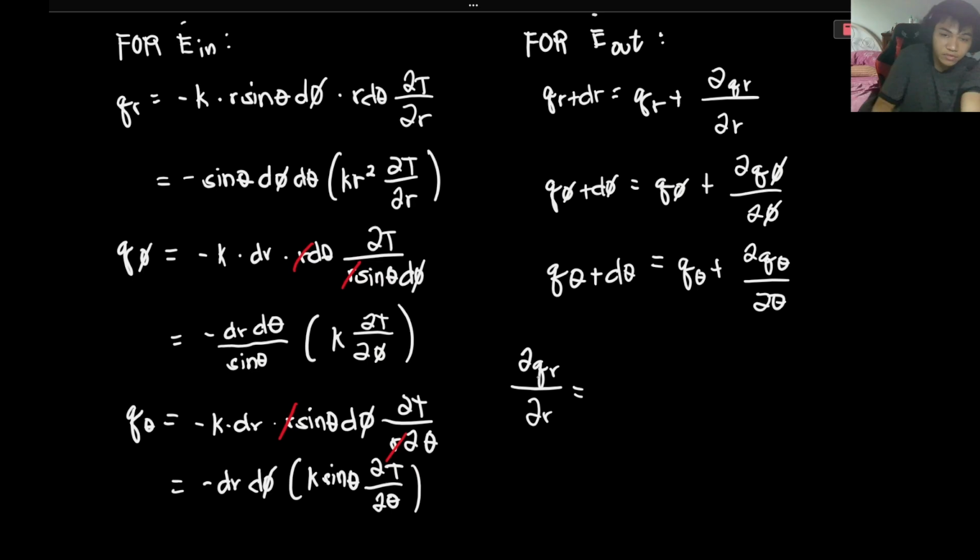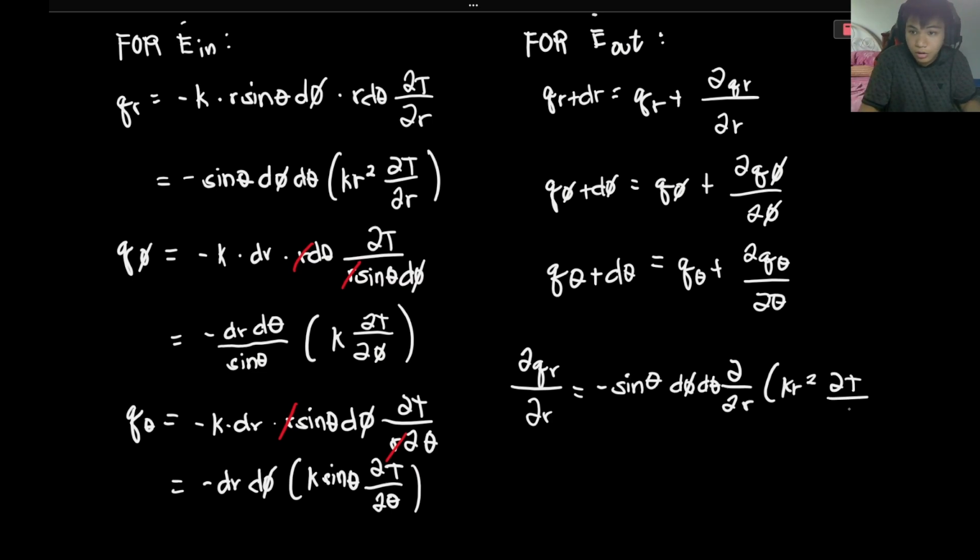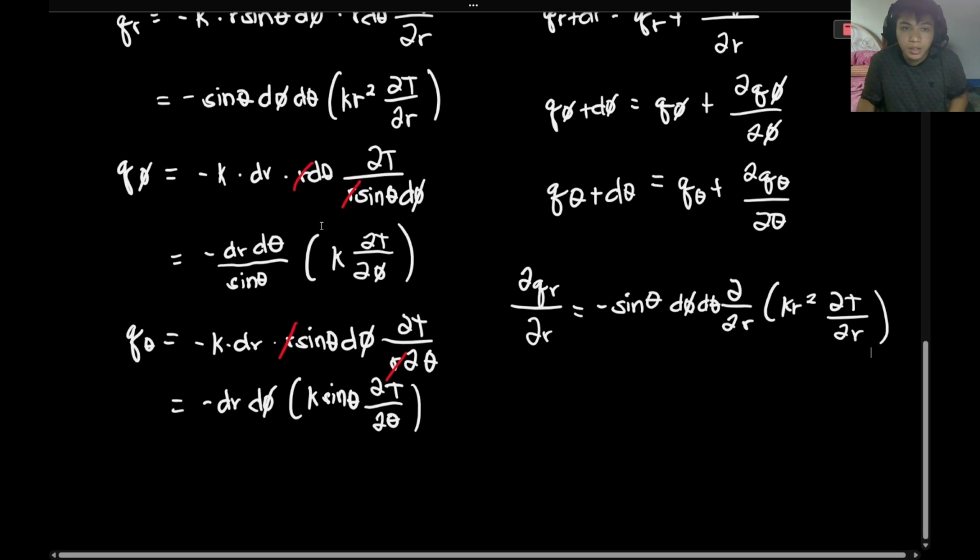So, our partial derivative of Qr with respect to r is negative sine theta d phi d theta. And then what we can actually do here is, before the partial derivative here, let's put the partial derivative here, okay? So, k r squared. And the same goes for the other two.